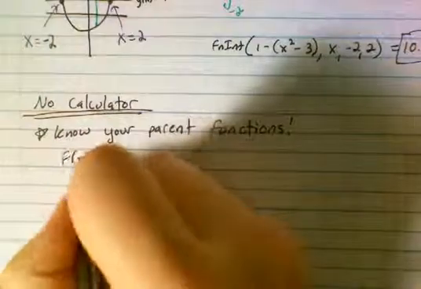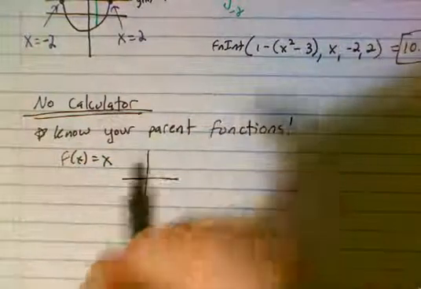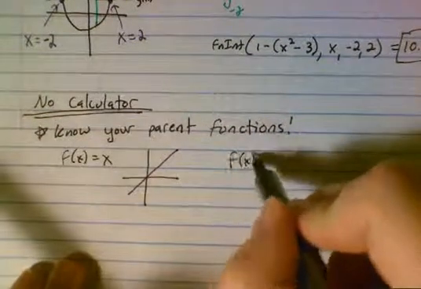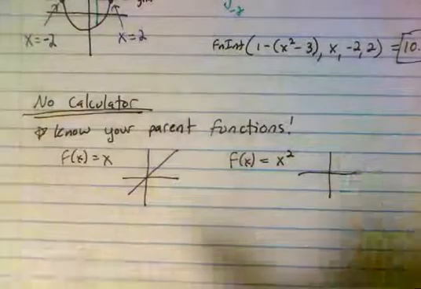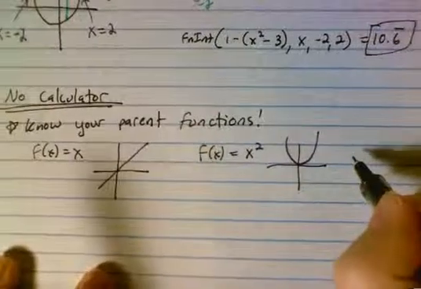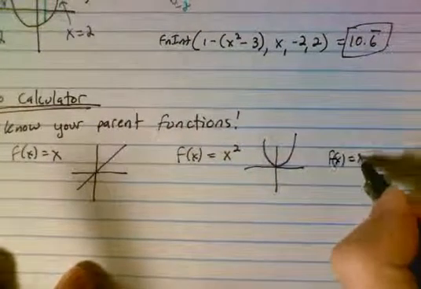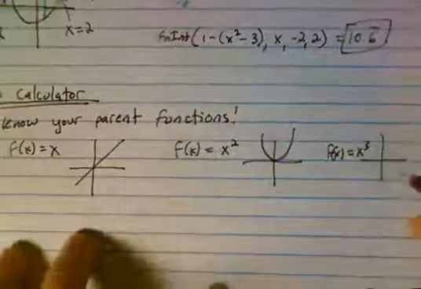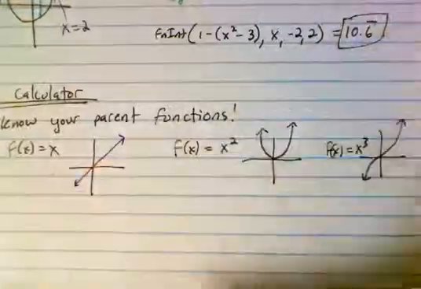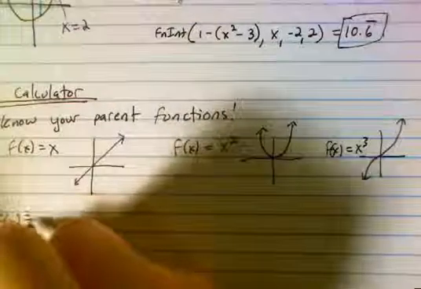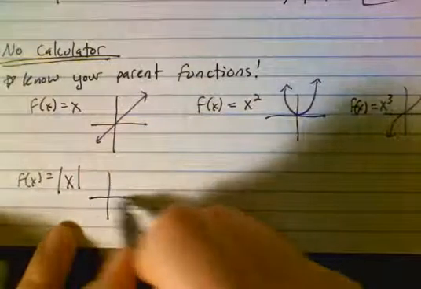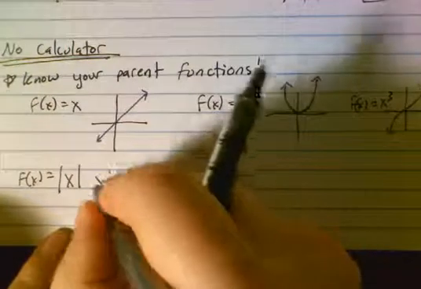So you should know that f of x equals x is a line that looks like this. F of x equals x squared looks like that. F of x equals x cubed looks like that. F of x equals the absolute value of x. That's that V shape.